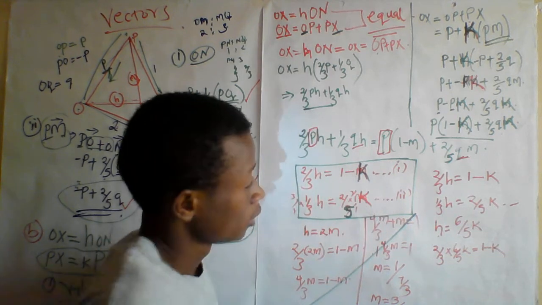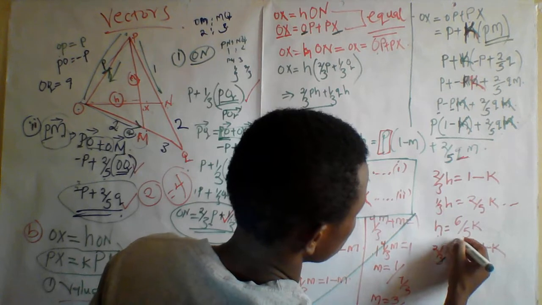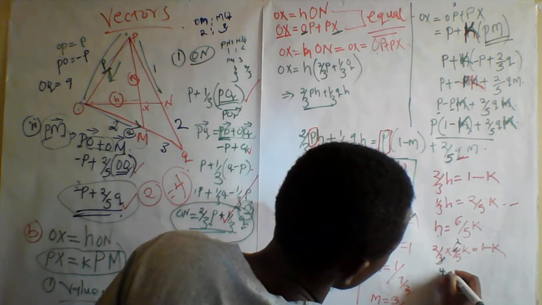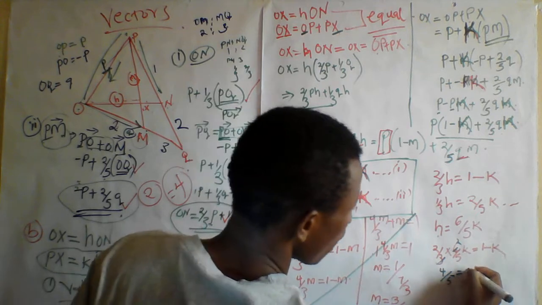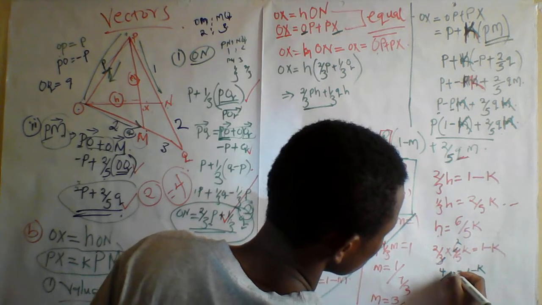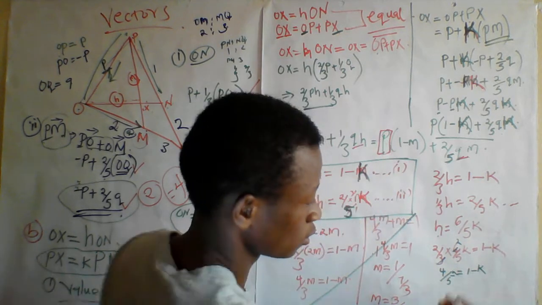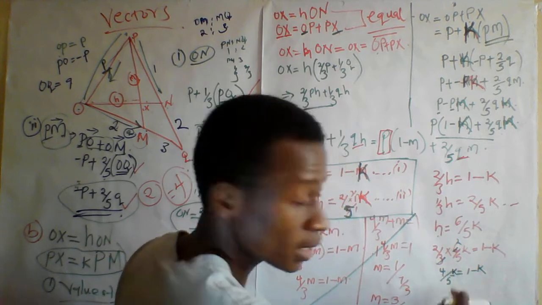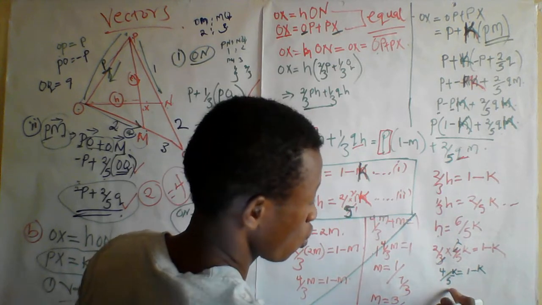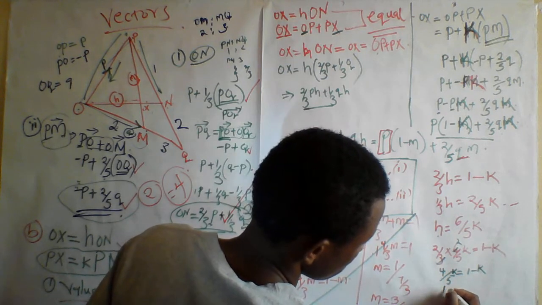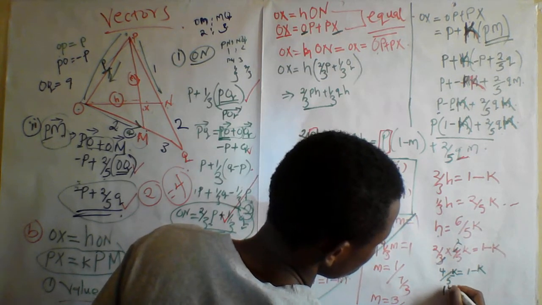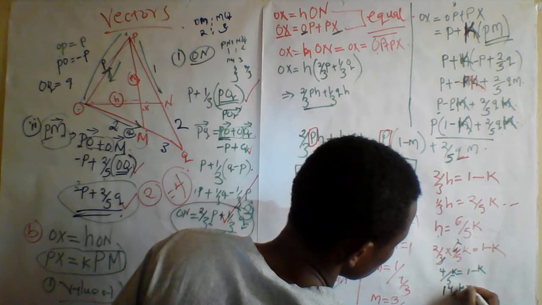Okay, so this one and this one will go by 2, so it will remain with 4 over 5k is equal to 1 minus k. Remember this one is k, so we bring this k to the other side, to be 1, and 4 over 5k is equal to 1.